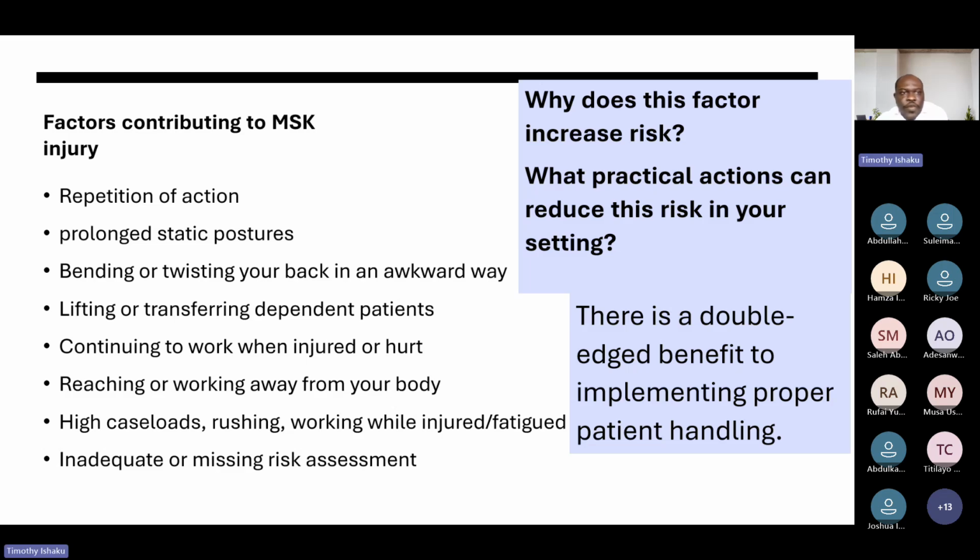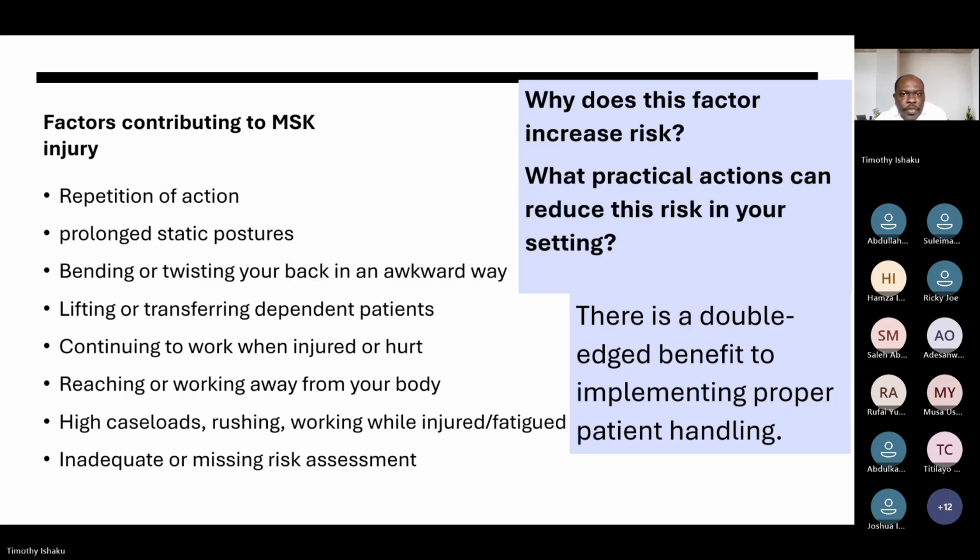Thank you. Anybody wants to add on that, please? So bending or twisting your back in an awkward way, lifting or transferring dependent patients, continuing to work when injured or hurt: why does it increase the risk of injury? And what are the possible control measures? I think Suleiman has given us excellent suggestions. I would like to hear more.